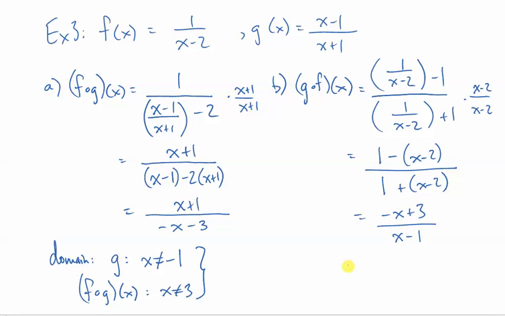The domain this time is based on f, because f was substituted in. X can't be 2. And looking at g of f, x can't be 1. All right, that's the first part of this, and that should let you get through a number of the questions on this topic. And there's a second part coming up.